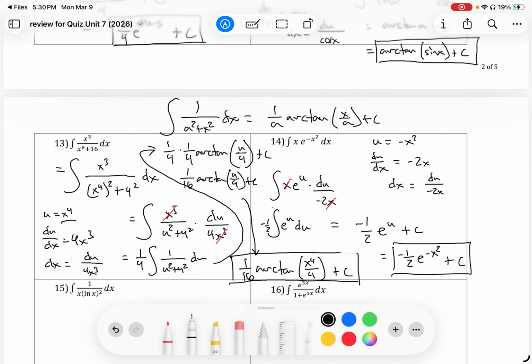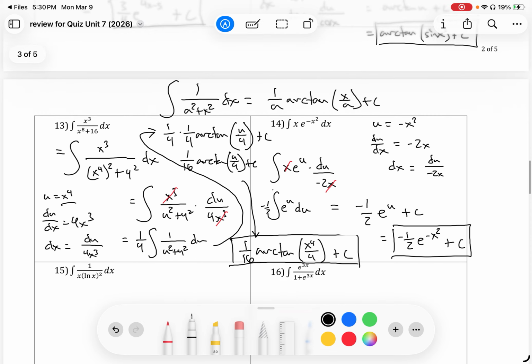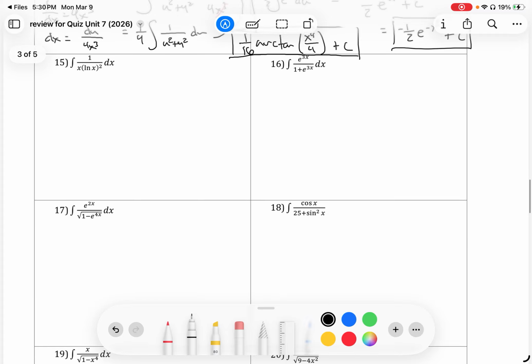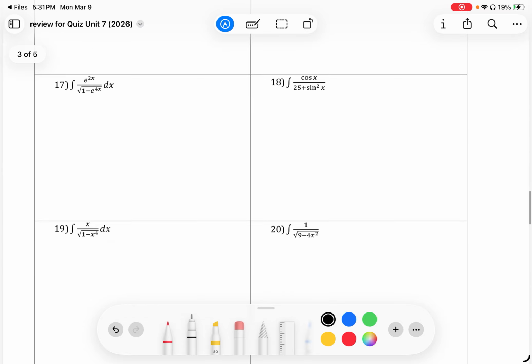That seems to be lagging a bit for some reason, but we're getting there. Okay, wow, a lot of problems here.